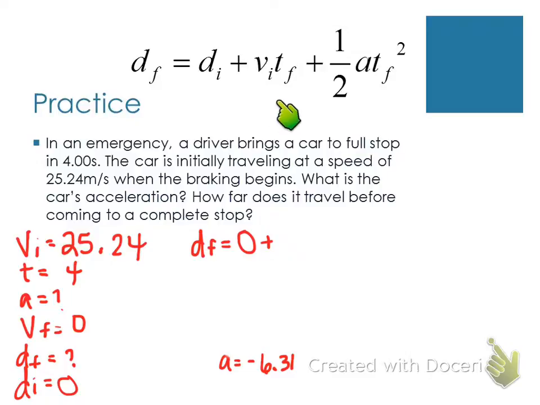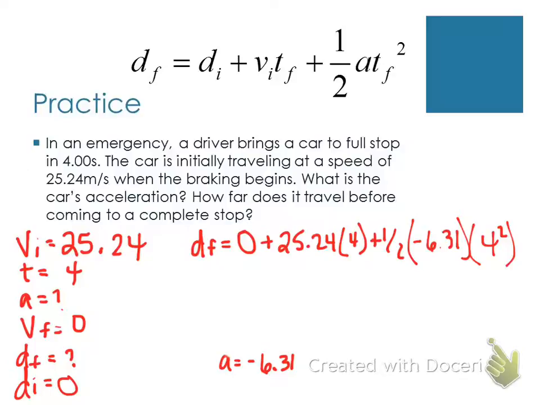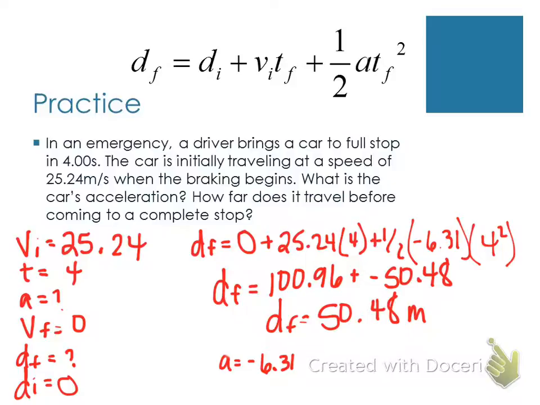Can we drop this next term as 0? No, because we have an initial velocity this time. We have an initial velocity, so it's 25.24 times time plus 1/2 negative 6.31 times 4 squared. Okay, so mathematically, just use our order of operations here again. Do we all agree here with 50.48 meters? Yep. That's how far it traveled during that time.